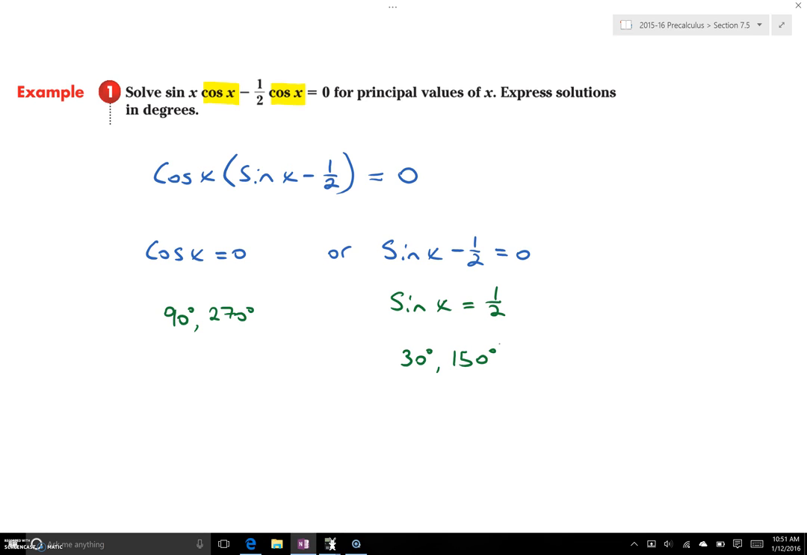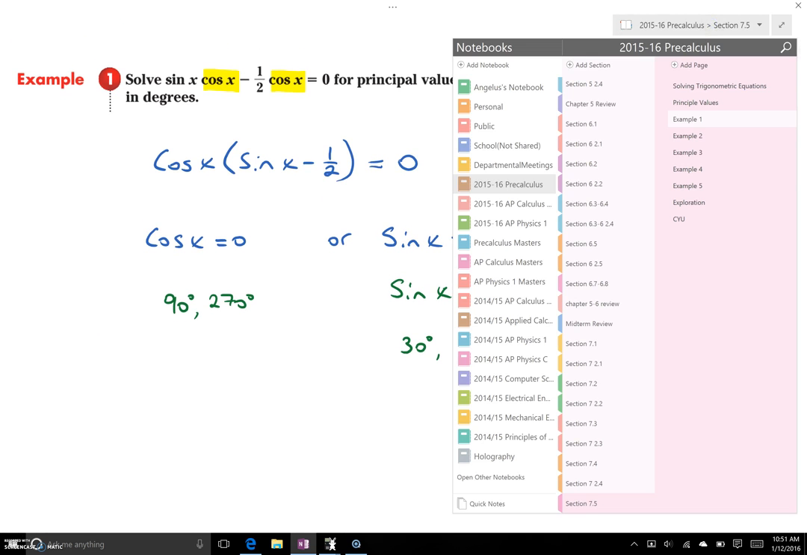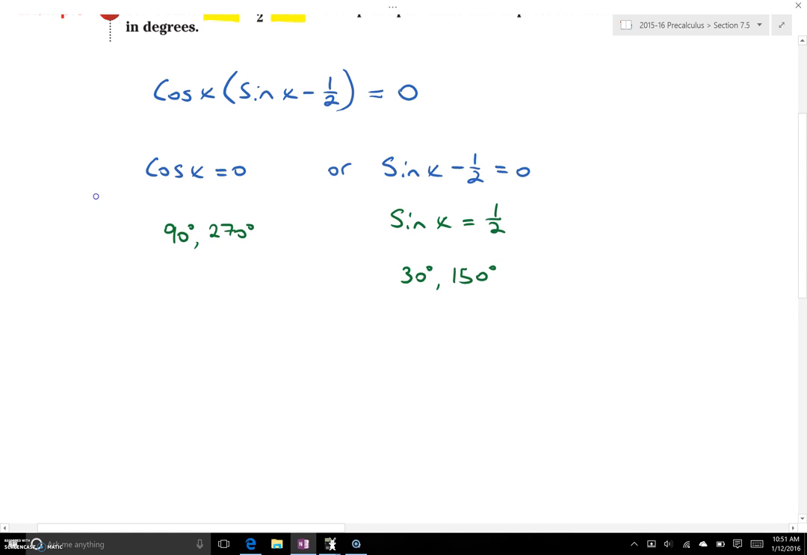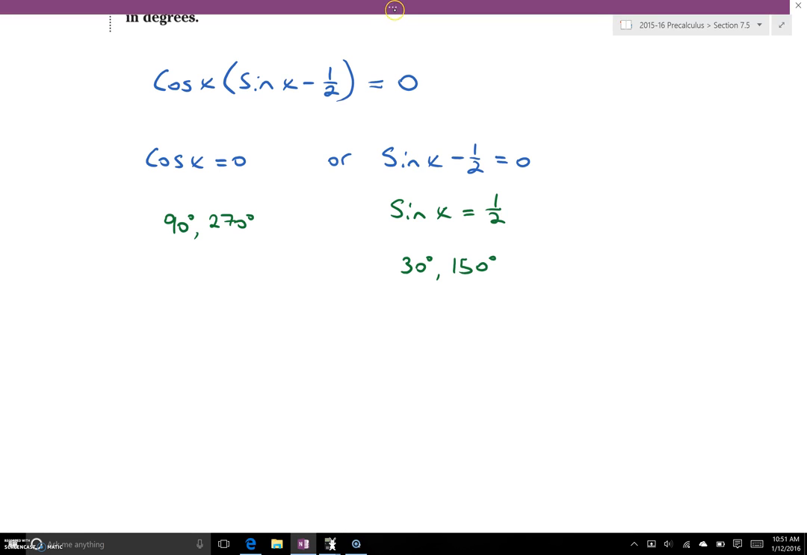But they wanted the principal values. Now, if we look back, the principal values for cosine are in quadrants 1 and 2, and the principal values for sine are in quadrants 1 and 4. So the only overlap here is quadrant 1. So we're just going to pick values that are in quadrant 1.